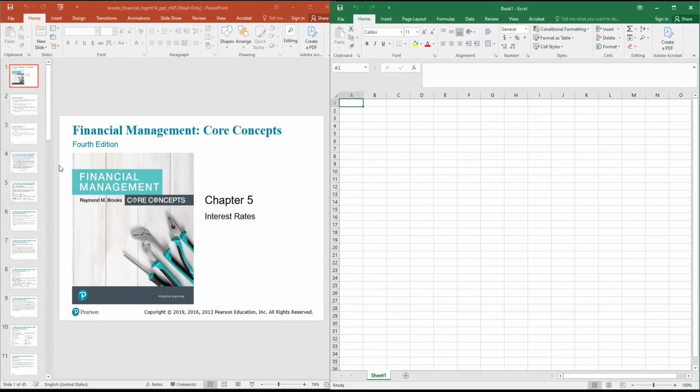Today we're going to start a new chapter, and then we'll cover one more chapter before the midterm too. And then we'll finalize these things, the midterm too. So this chapter is all about the interest rate.